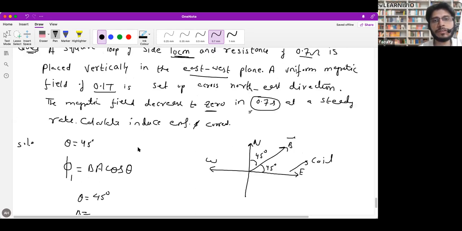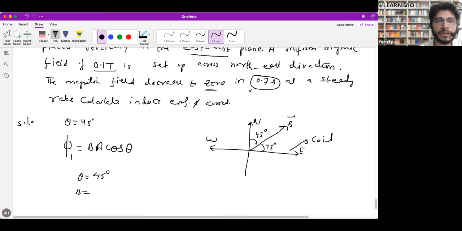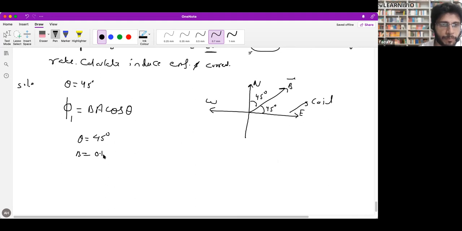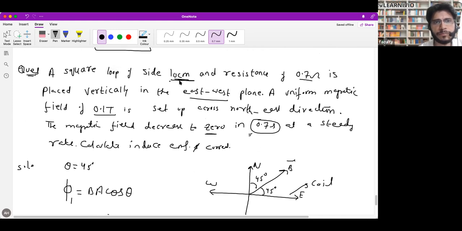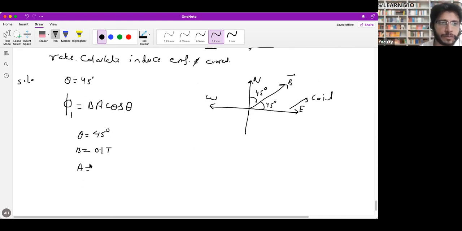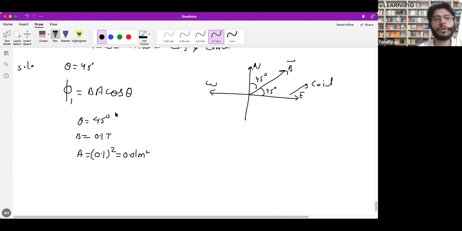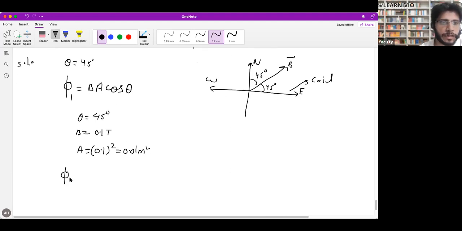Your magnetic field is given. How much is magnetic field? It's 0.1 Tesla. Area will be side square. One side of the square is given, so area will be 0.1 square. 0.1 square is 0.01 meter square. When you do all these substitutions, you will get that your initial flux is B, which is 0.1, into area, which is 0.01, into cos 45 degree.